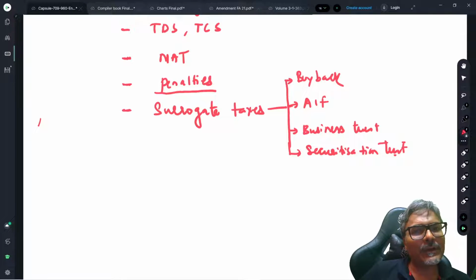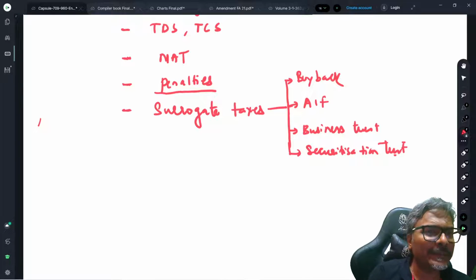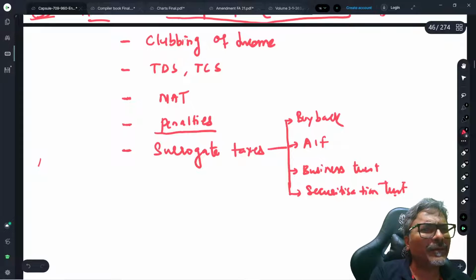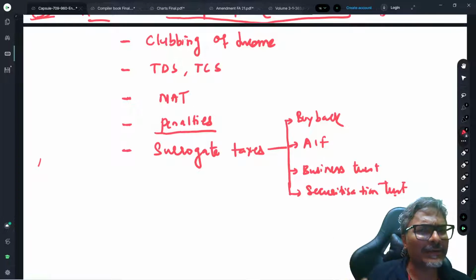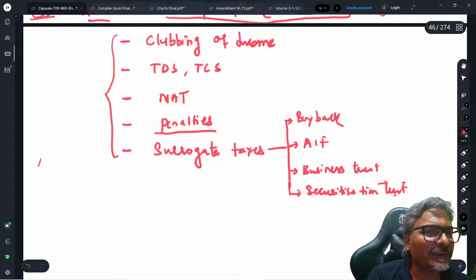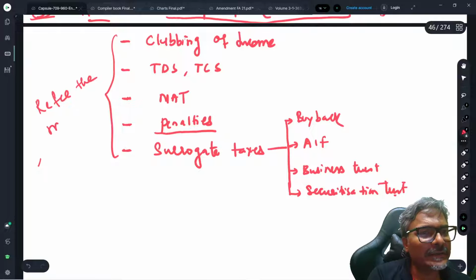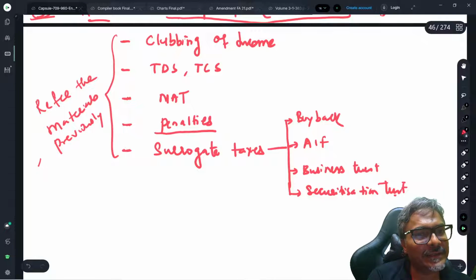I hope that up till now, so far so good, students. Now you'll say, sir, from which material? Your own material, from wherever you have referred. Students, don't try to be adventurous in these topics. I'll come to that in my 4th part. Students, don't be adventurous. Refer to the materials previously used. Don't be adventurous in this.